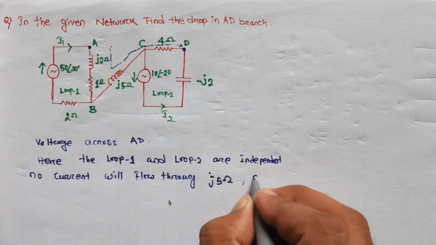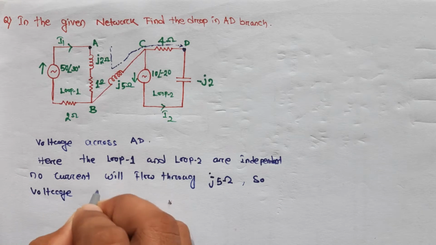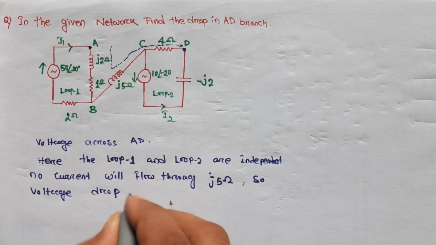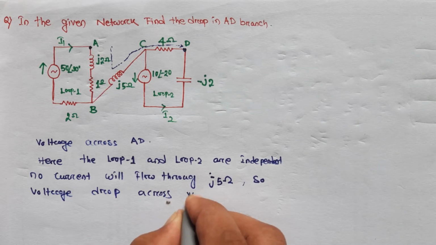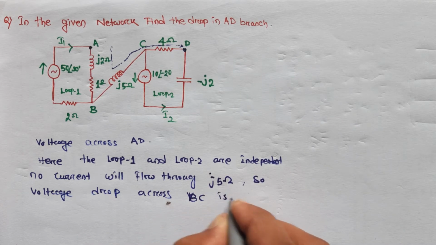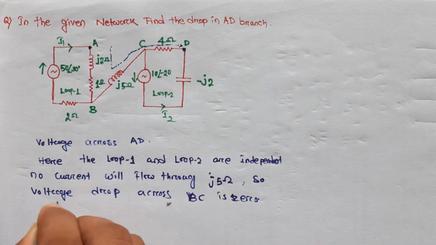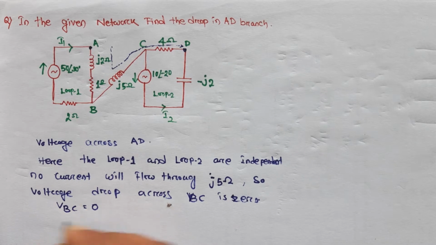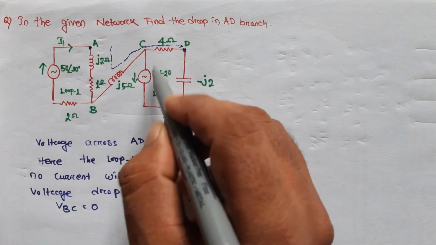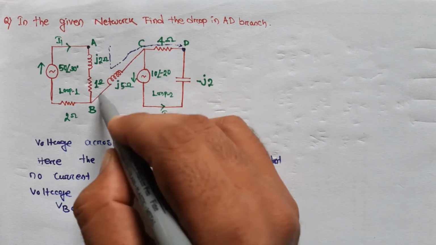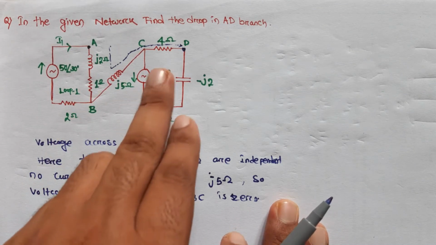So the voltage drop across VBC is zero. VBC is equal to 0, because the total I1 flows like this and the total I2 flows like this. There is no current flowing through this j5 ohm. So the VBC drop is 0.